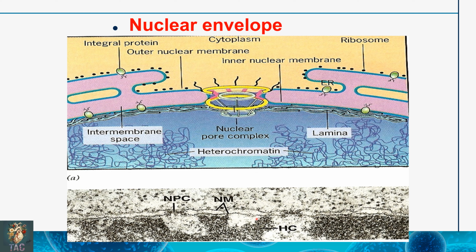This is again an electron microscopic picture of the nuclear envelope. In this you can see two layers of the nuclear membrane, and here you can see the nuclear pore complex is present, and in these areas you can see the heterochromatin which is present.